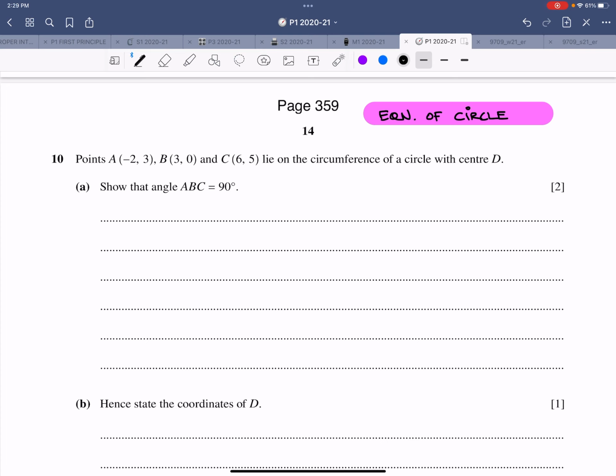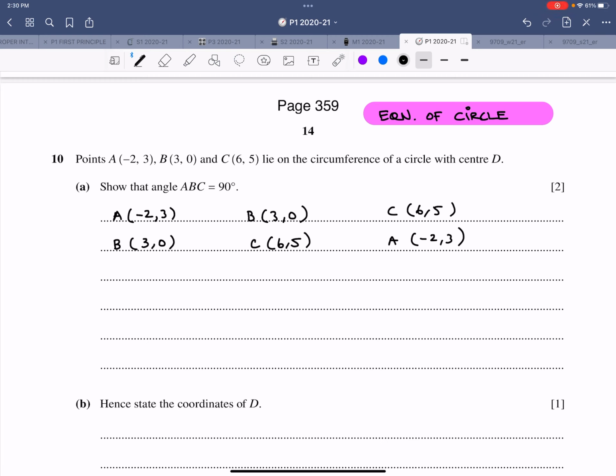First of all, you have A, which is (−2, 3). You have B, which is (3, 0). You have C, which is (6, 5). And then you have A, which is (−2, 3). There are two ways of doing this. Either you can use the concept of gradients, where gradients multiply to give you −1, or you can use the concept of Pythagoras. That's entirely your choice.